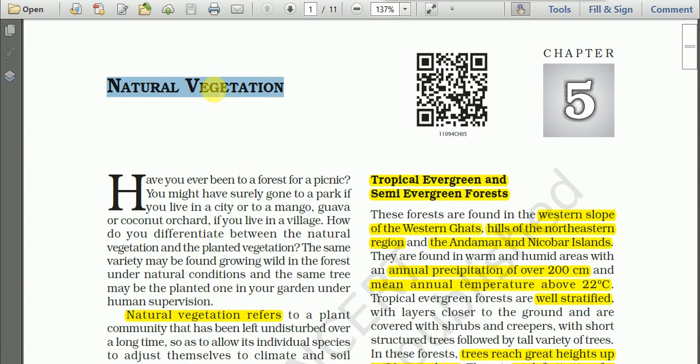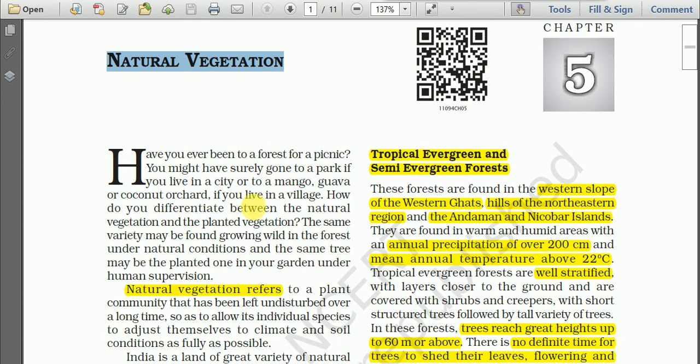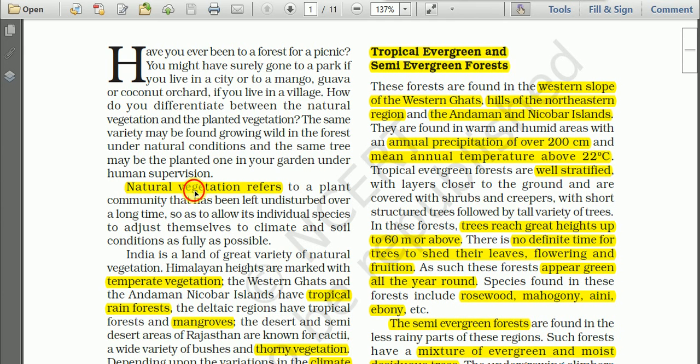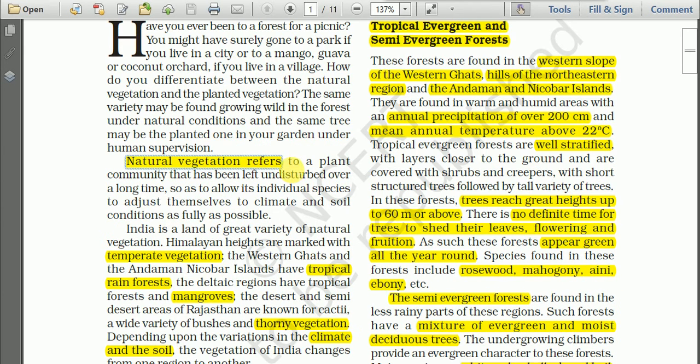Natural vegetation. We have already learned about natural vegetation in the lower classes. Here in this paragraph, the meaning of natural vegetation is given. Okay, let us read. Natural vegetation refers to a plant community that has been left undisturbed over a long time, so as to allow its individual species to adjust themselves to climate and soil conditions as fully as possible.